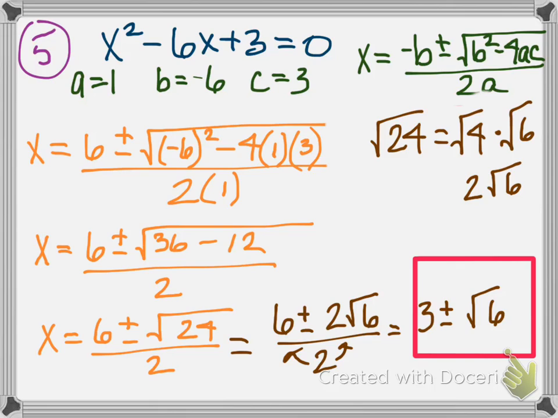This is an exact answer, whereas the previous answers, 5.5 and 0.51, were rounded, because when you find the square root of 24, it's not an exact number. Okay? So either is, I believe, acceptable on the test. I don't think it says for an exact answer or to round it. All right, let's finish this off.